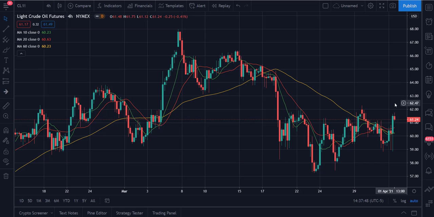You see that the 10 is the same value as the 60 period, and the 20 is higher. That, by definition, or the way I define it, is a period of congestion as well. So lots of congestion, sort of a bit of a mixed feeling on the moving averages.